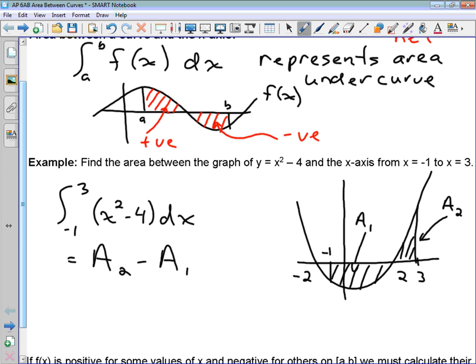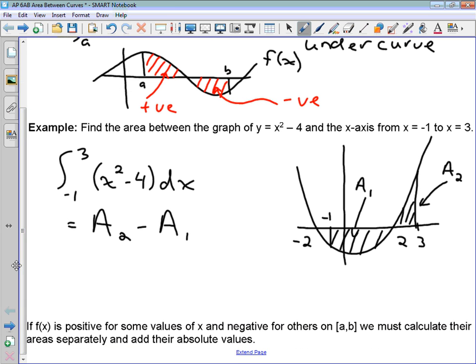That's not what we really want in this question. We want the total area here and here. So instead of subtracting those two areas, we want to add them together. We don't want to treat one of them as a positive area and one of them as a negative area. We want to somehow make them both positive. So this expression here is the net area under the curve, rather than the total area between the curve and the x-axis.